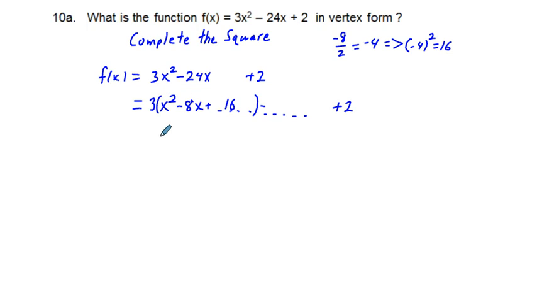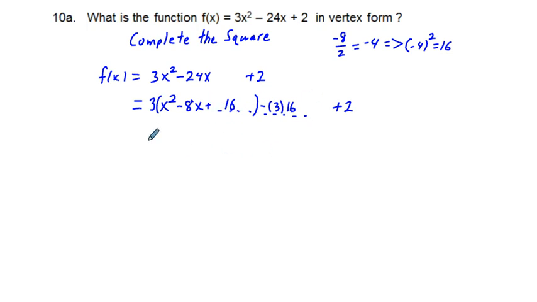And what happened was you added 16, so you would subtract 16 over here. Except there's a complication, because what you really added was 16 times 3. So you have to be careful to make sure you're also subtracting 16 times 3 to have these balance.